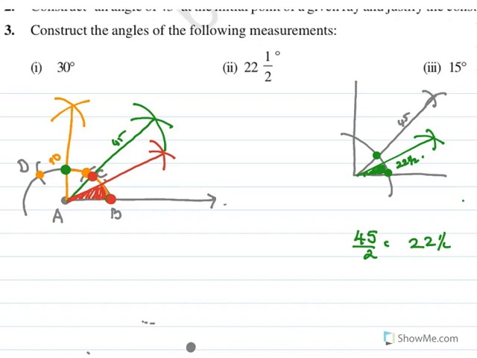We'll mark this point, say it is P. So angle PAB equal to 22 and a half. So this is this full angle here, half of 45. This angle, darken it. This angle will be 22 and a half.